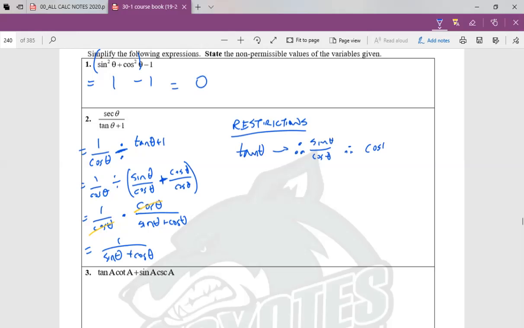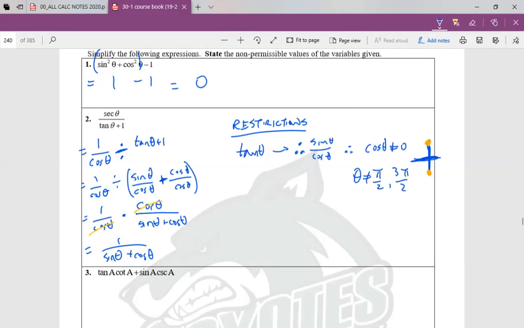Therefore, cos theta cannot equal 0. Where does that happen? Where does cosine theta equal 0? If we look at our little crosshairs, our little graph of what happens around our unit circle, cosine can't be 0. That tells us that theta can't be pi halves or 3 pi halves. We're going to have to put that in general form here in a second.